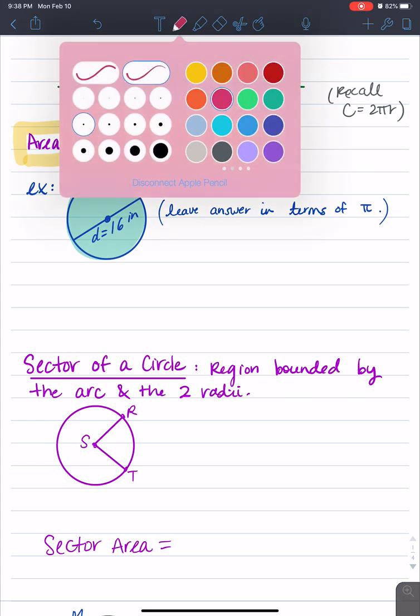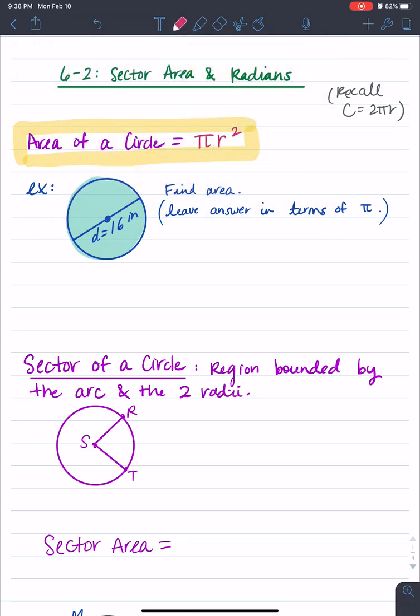Okay, so let's do an example. Shall we? We shall. This first one says find area. Okay, easy peasy. Leave the answer in terms of pi. So our formula is pi r squared. But what is the radius here? If the diameter is 16, the radius is going to be 16 divided by 2, which is 8. Very good. Okay, so then I just plug it in. Area is pi times 8 squared.